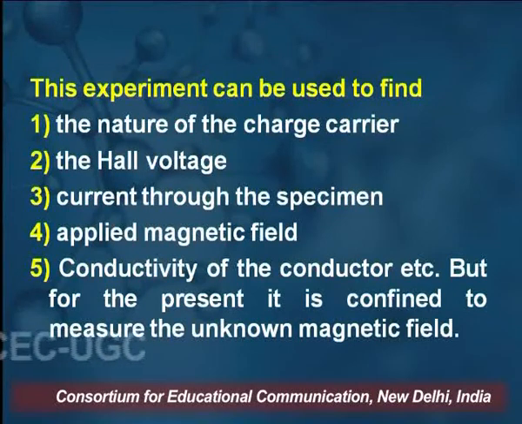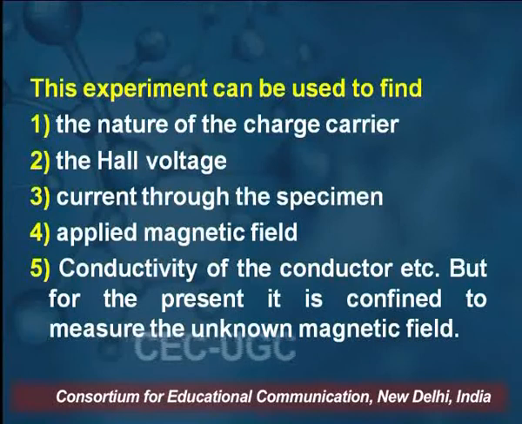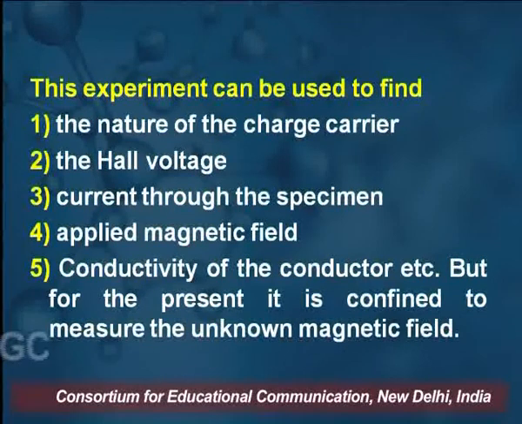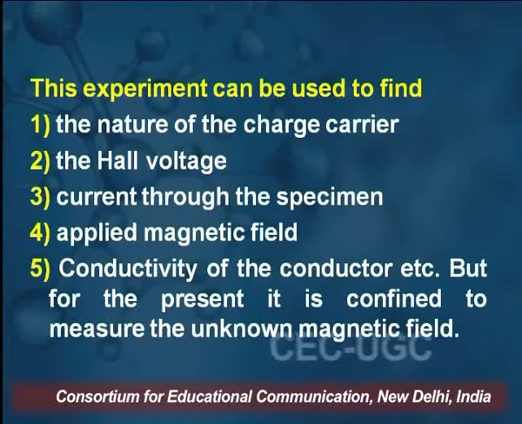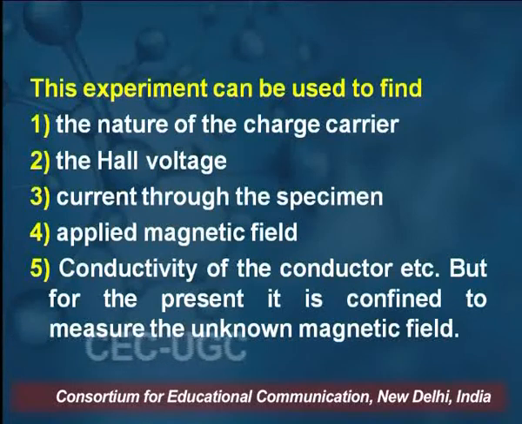So this experiment can be used to find out the nature of charge carrier. What are the outputs of this experiment? We can find out the nature of the charge carriers, meaning the charge carriers which produce a Hall voltage may be negative when electrons participate in it, and positive when holes participate in it. So the nature of charge carrier, negative electrons or positive holes.